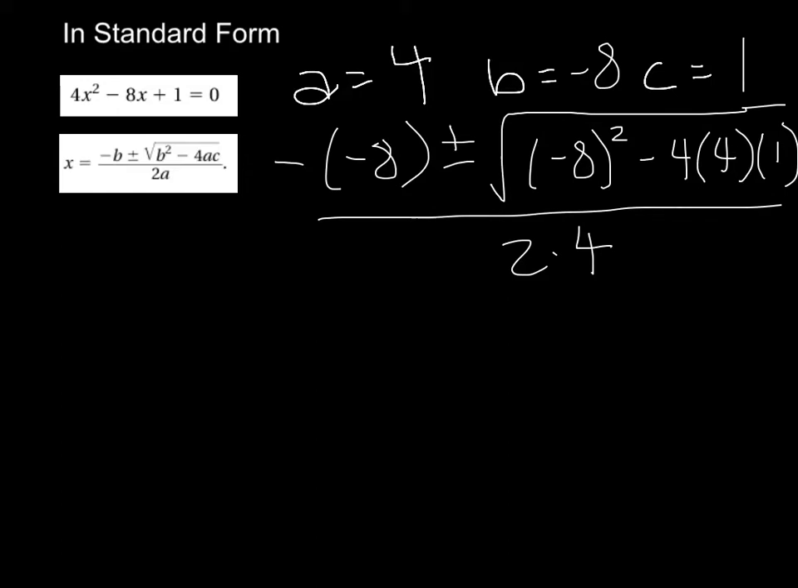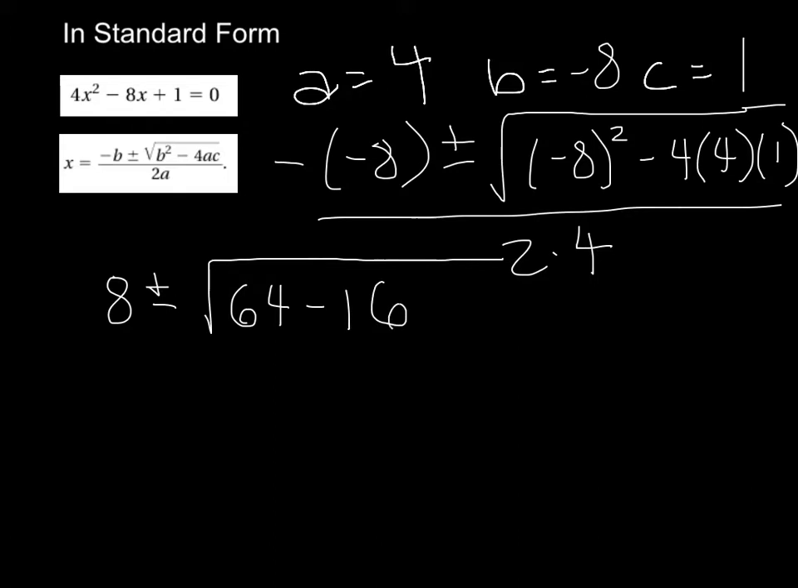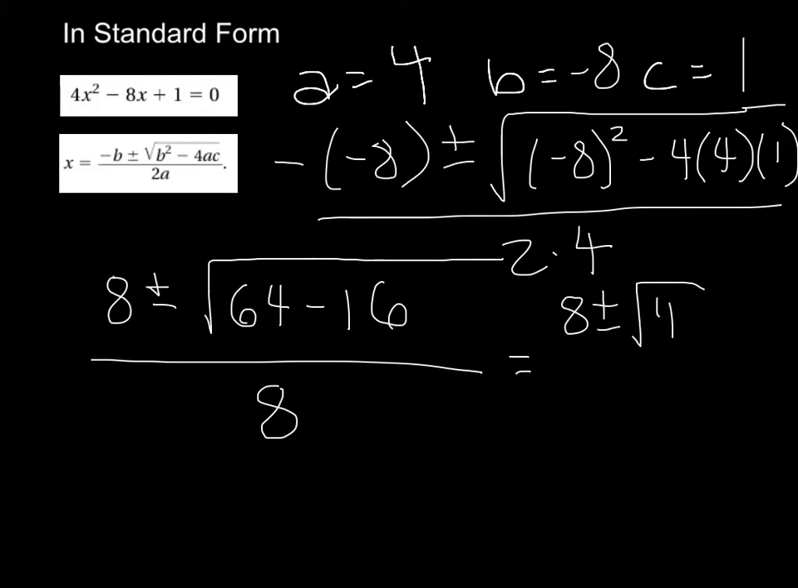-8 times -8 is a +8 plus or minus the square root of -8 squared is 64 minus, let's see, 4 times 4 is 16 times 1 is still 16, all over 2 times 4 is 8. We can simplify this down again by taking care of what's underneath the radical into 8 plus or minus the square root of 48, all over 8.